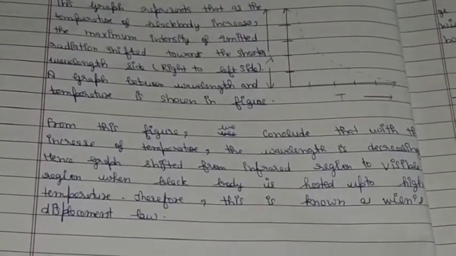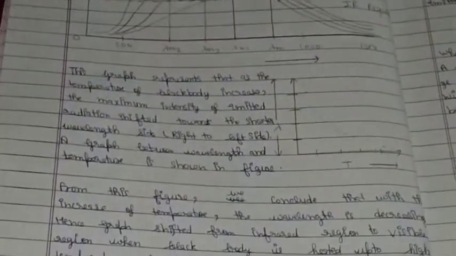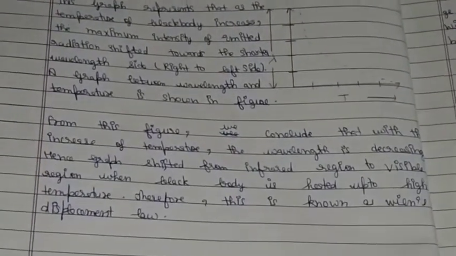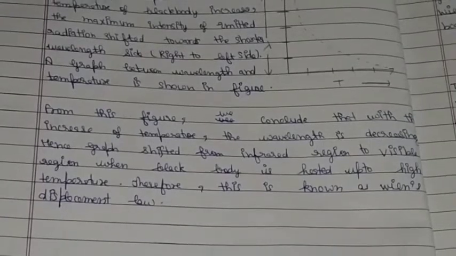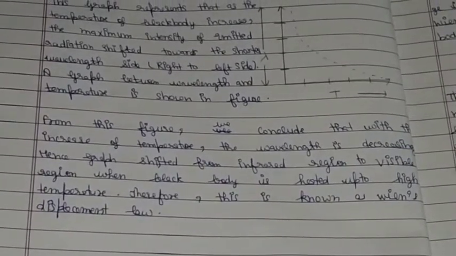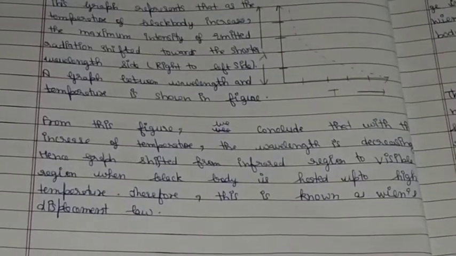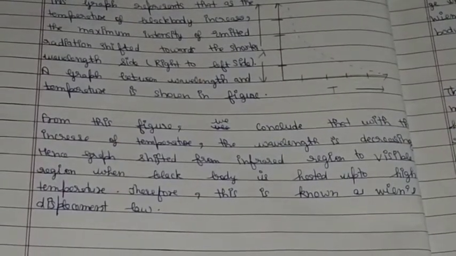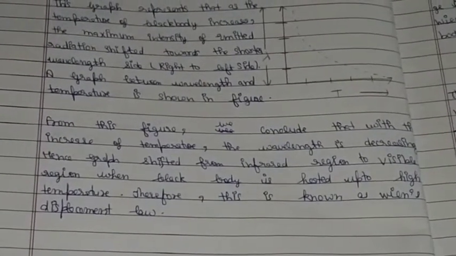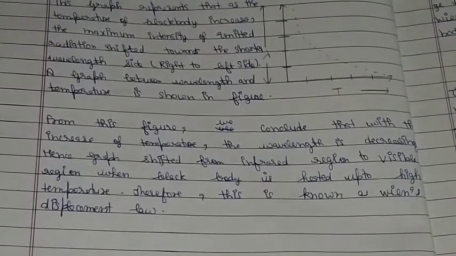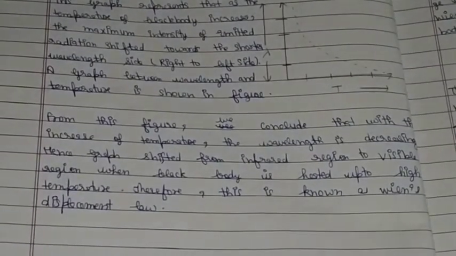A graph between wavelength and temperature is shown in the figure. From this figure, we conclude that with the increase of temperature, the wavelength is decreasing. Hence, the graph shifts from the infrared region to the visible region when the black body is heated to high temperature. Therefore, this is known as Wien's displacement law.